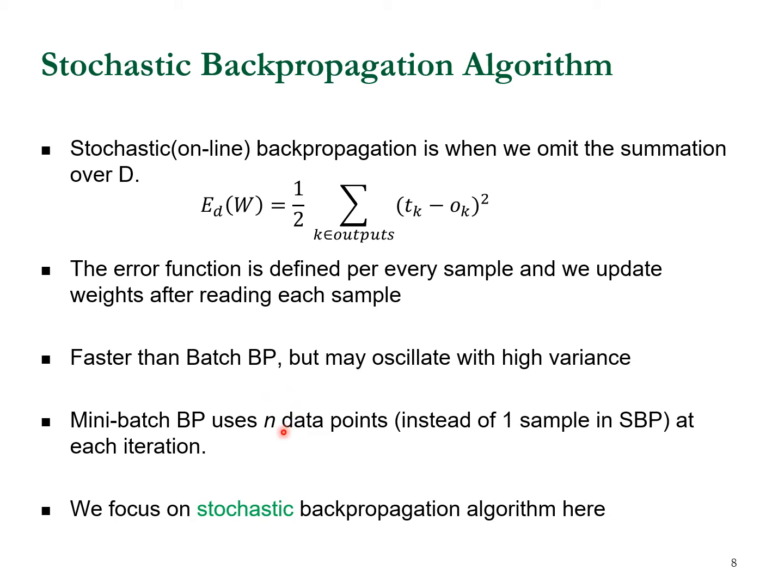Let's say n is 100, then the algorithm reads 100 data and then updates the weights. Then it reads the next 100 data and then updates the weights. That's how it works in a mini batch backpropagation algorithm. Actually, these days, this mini batch backpropagation is the most popular version of backpropagation.